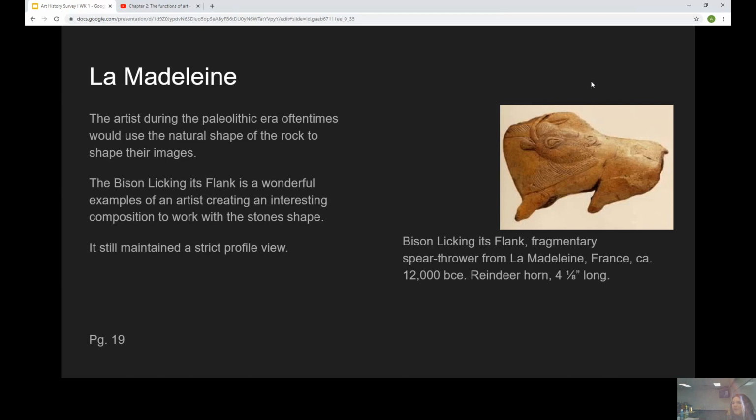So for this one, instead of a profile view bison, we have a bison that is turning its neck around to lick its back. We don't so much see the back side of the bison, but the artist instead took time to detail the head and the tongue, which is still there. It's right here. It's 4 inches, so it would fit in your hand. That'd be perfect. So another object like that would be carried around by kids.